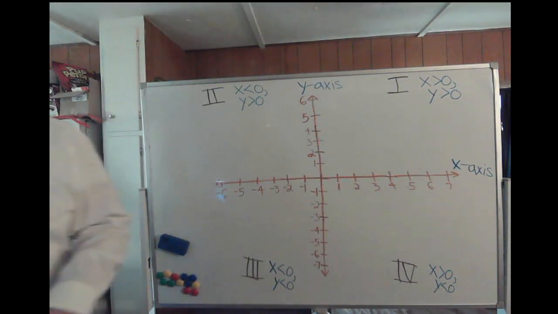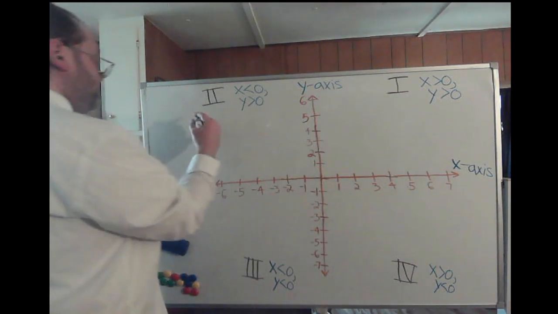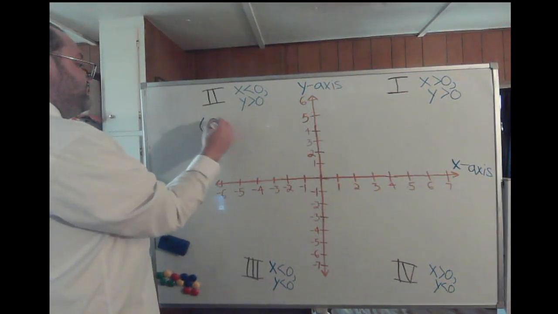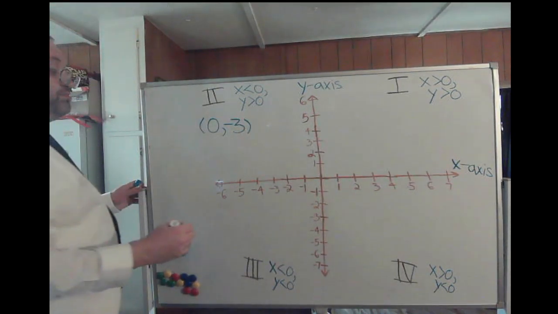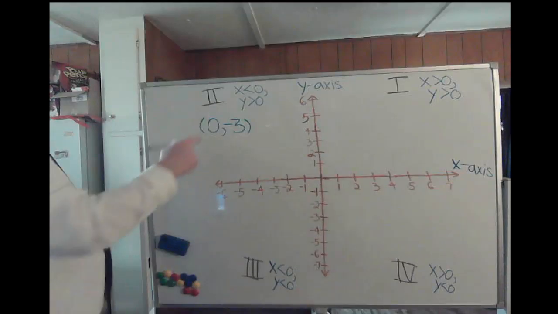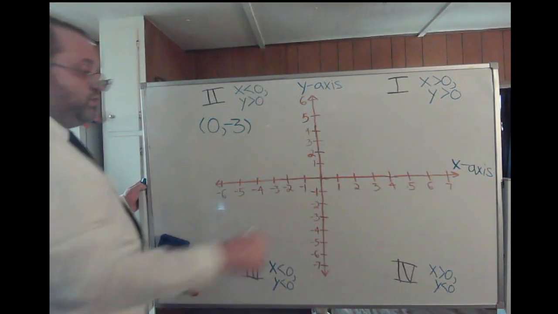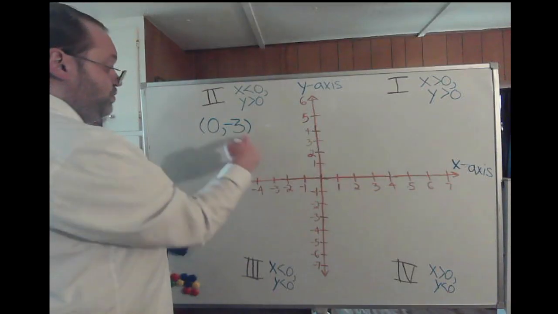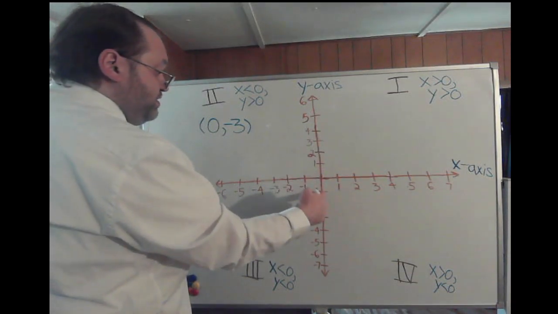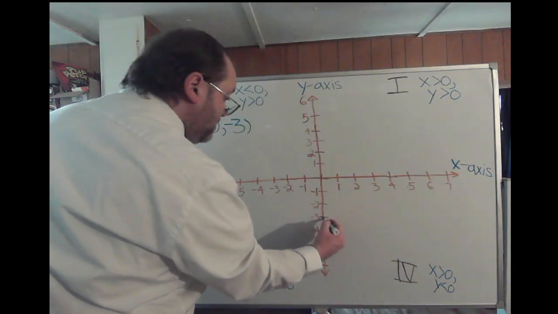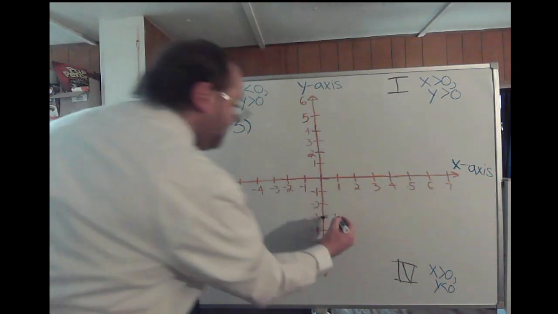Okay, let's plot the next point. They're asking you to plot the point (0, -3). Alright, so the point (0, -3) tells you don't move left or right at all, since it's 0 for your x coordinate. But your y coordinate is -3, so then you just go down 3 from the origin. 1, 2, 3. Your point lies at (0, -3) there.